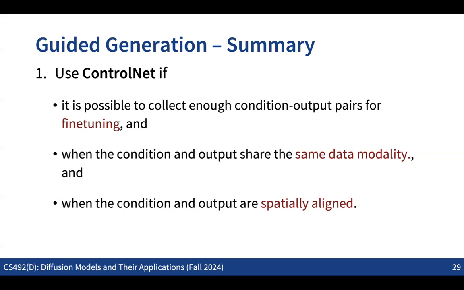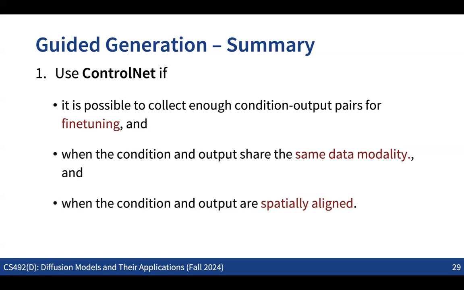And one more thing is that the condition and the output should be spatially aligned. If we take a sketch of a bird, for example, we don't expect to generate flower images, right? So pixel-wise, there should be some sort of alignment. It may not be perfect alignment, but we are assuming that the condition and the outputs have some sort of pixel-level alignment. Otherwise, it's hard to get good results with ControlNet.